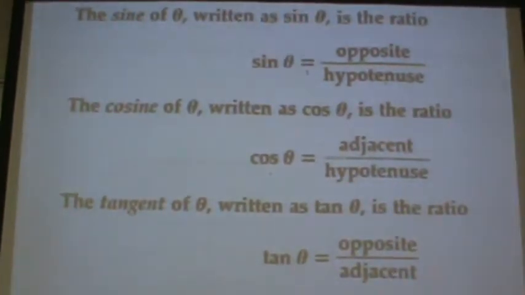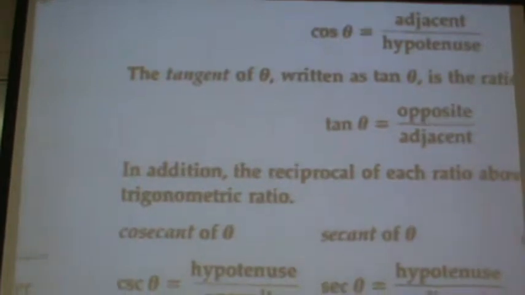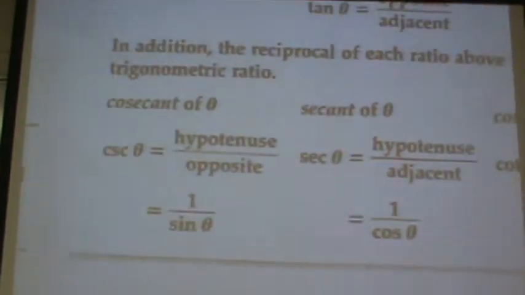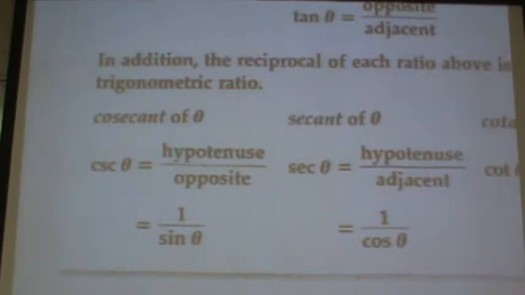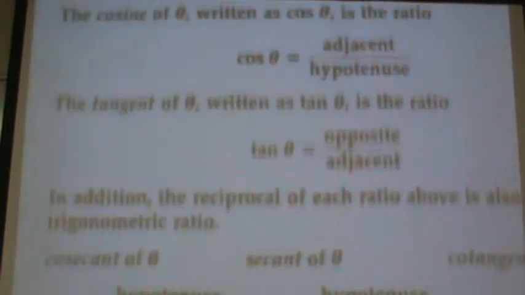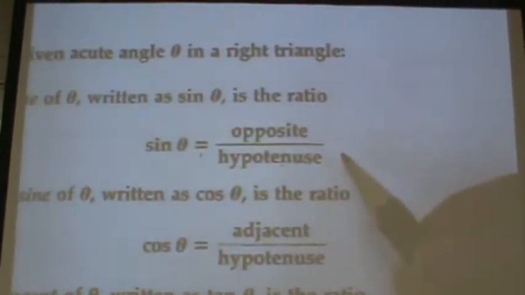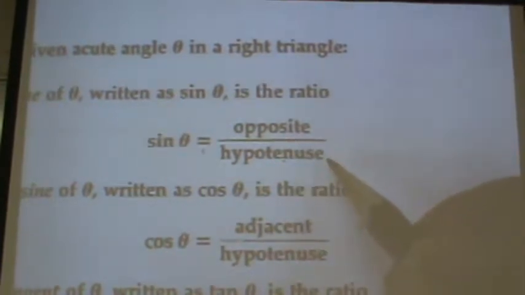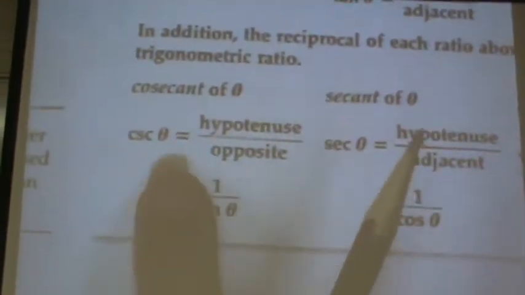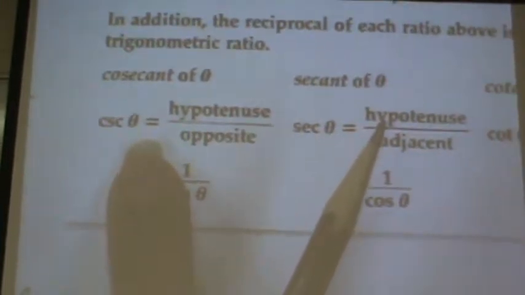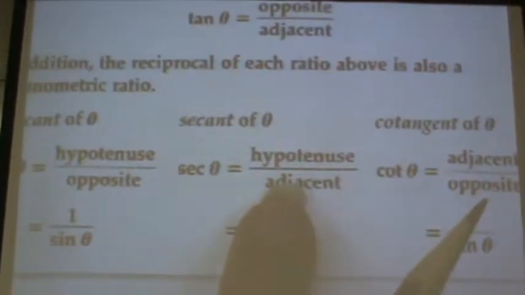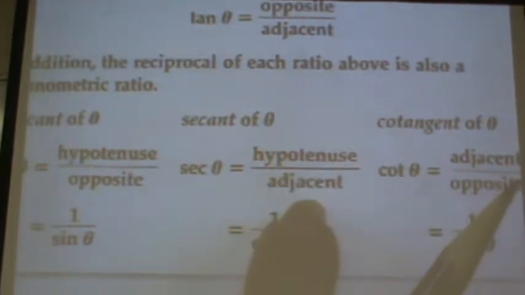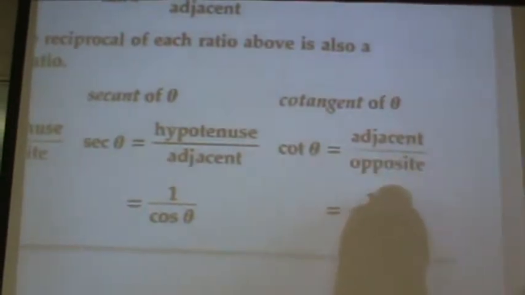Now, there's three more that we need to talk about: the reciprocal of each of those ratios. If you were to flip the sine ratio and say hypotenuse over opposite, that's called the cosecant. If you were to flip the cosine one and do hypotenuse over adjacent, that's the secant, and the cotangent is side adjacent over the opposite.